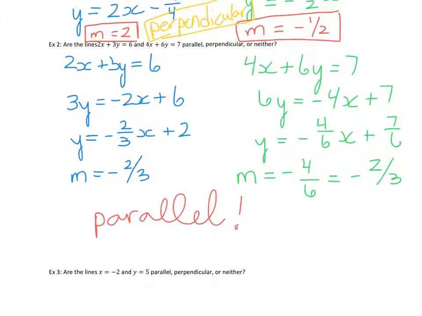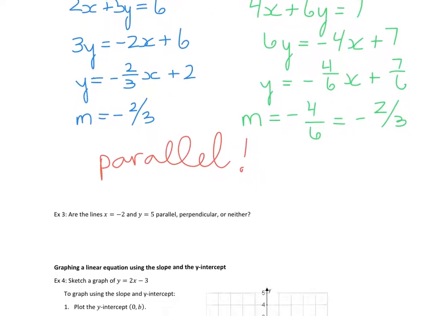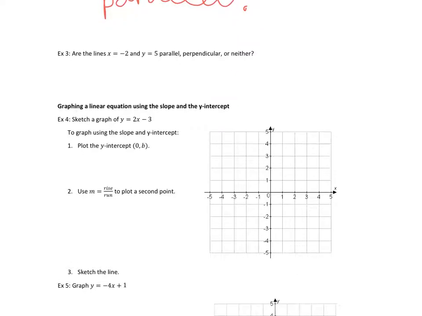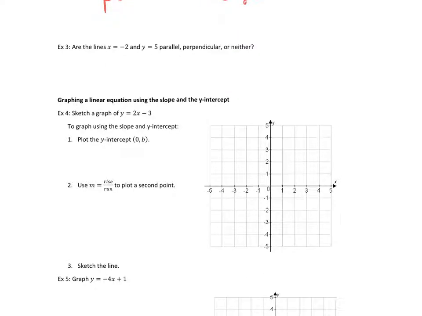All right. Let's look at this next example together, example 3. So are the lines x equals negative 2 and y equals 5 parallel, perpendicular, or neither? Well, in this case, we don't even have to look at the slope. We can use our skills of logic. So what kind of line is x equals negative 2? Notice there's just one variable. So it's either horizontal or perpendicular. Excuse me, horizontal or vertical. Good, it's a vertical line.